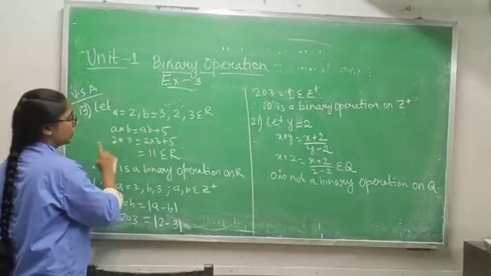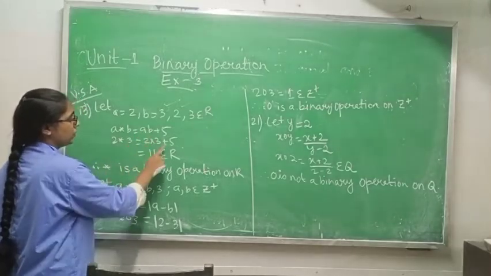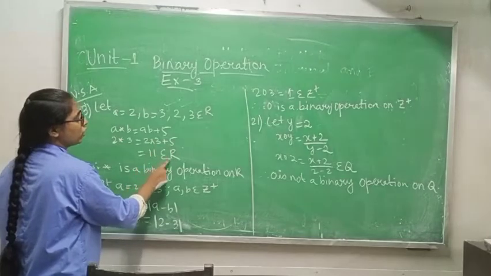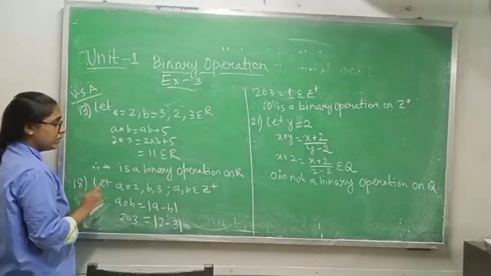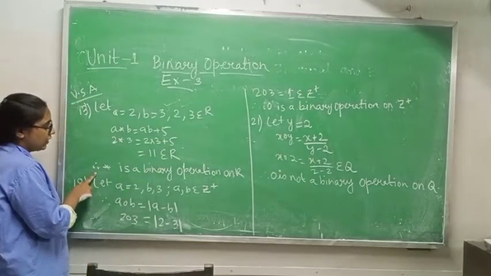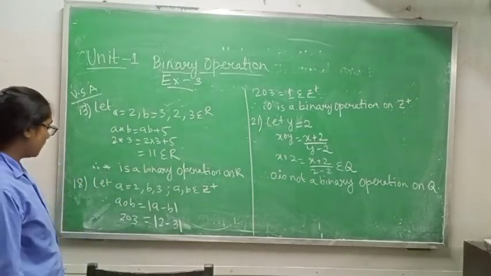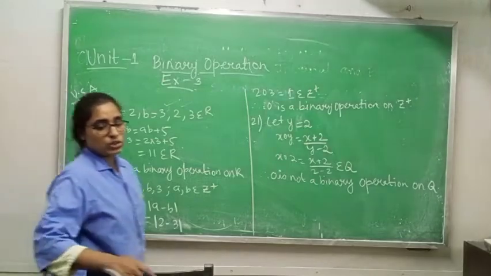Again in place of A you will write 2, in place of B you will write 3 plus 5. 2 3s are 6, 6 plus 5 is 11, and 11 also belongs to R, meaning real number. So what you will write here: therefore star is a binary operation on R. Okay. Now come to question number 18.